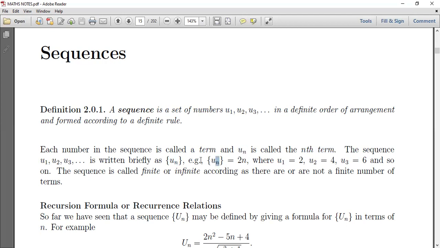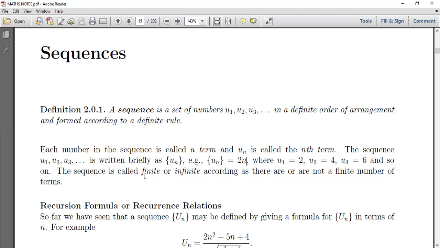So, for example, we can have a sequence like Un is equal to 2n. Can you write the terms of that sequence? Okay. For U1, we put 1 there to get U1, which is 2. We put 2 there to get U2, which is 4. 3 there to get U3, which is 6. So that's the sequence 2, 4, 6, 8, 10, 12.